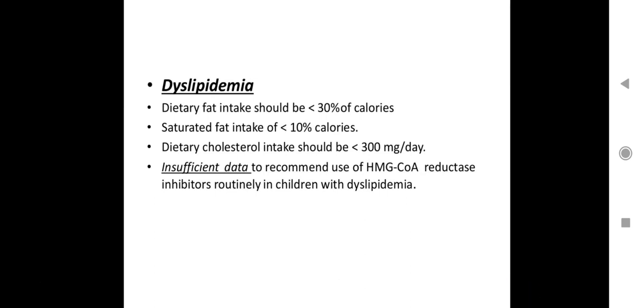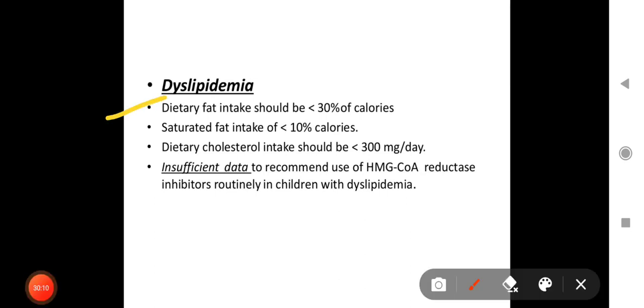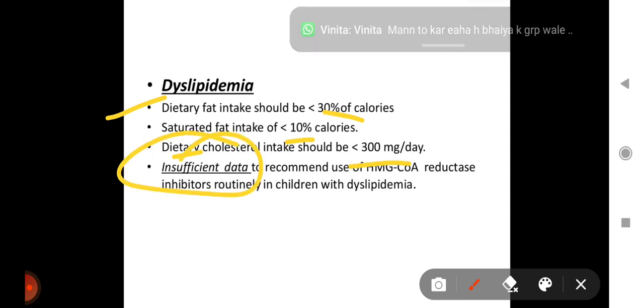Next is dyslipidemia. How is it to be managed? Dietary fat intake should be decreased to less than 30% of calories. Saturated fat should be less than 10%. Dietary cholesterol intake should be less than 300 mg per day. Now, there is no sufficient data to prove the use of HMG coenzyme A reductase inhibitors routinely in children with dyslipidemia.